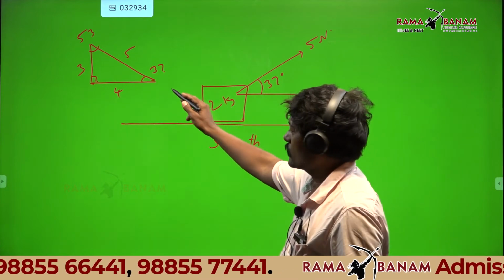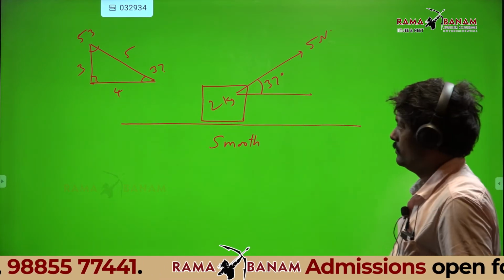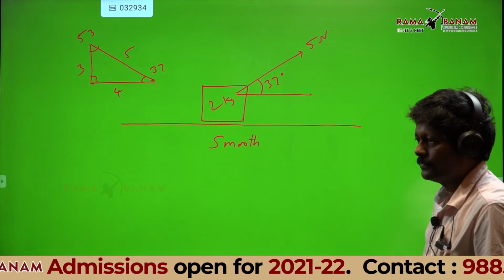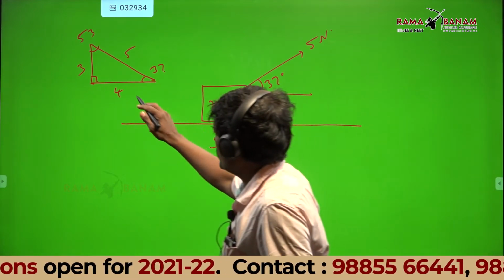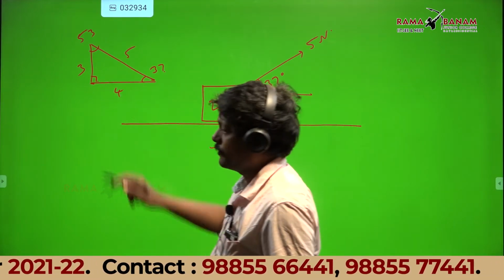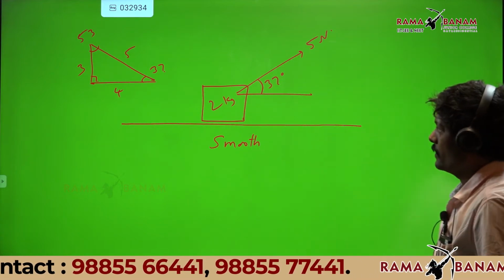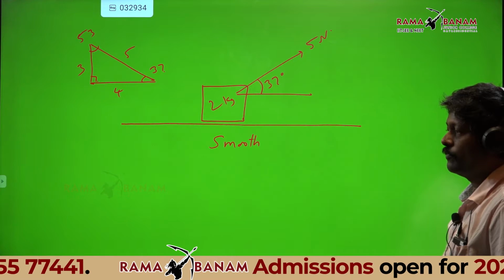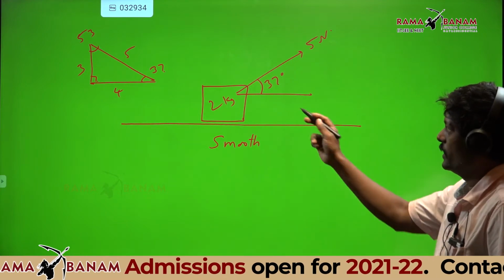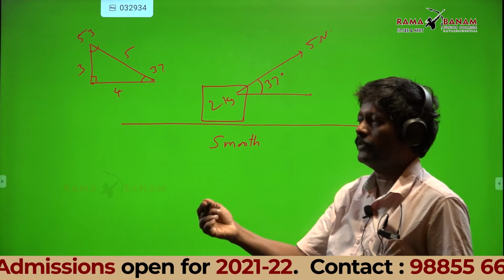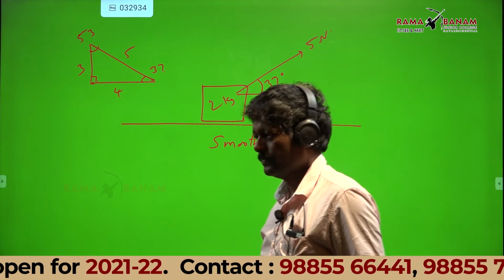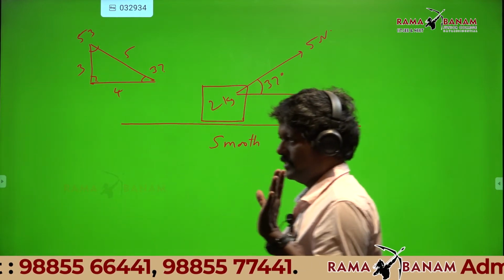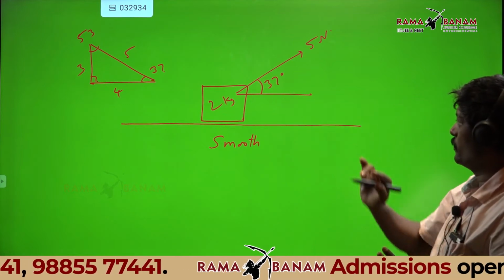Can anyone tell me what is cos 37 there? Cos 37 is 4 by 5, adjacent by hypotenuse. Can anyone tell me tan 53? Sir, 4 by 3. Opposite by adjacent. So, anything you can get for 37 and 53. So, the triangle is very important.